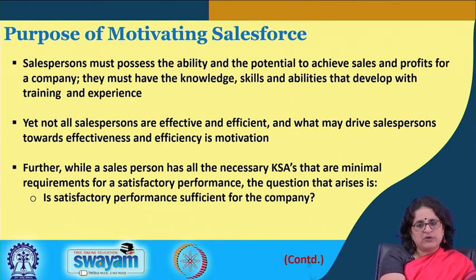However, we often see that even though salespeople have the knowledge, skills and abilities, which are enhanced either during the initial days in the company or subsequently through continual sales training programs as they grow older in the organization, not all salespersons are effective and efficient. What may drive salespeople towards effectiveness and efficiency is motivation. Also, while a salesperson has the necessary skills that are minimum requirements for satisfactory performance, the question that arises is: is satisfactory performance sufficient for an organization?